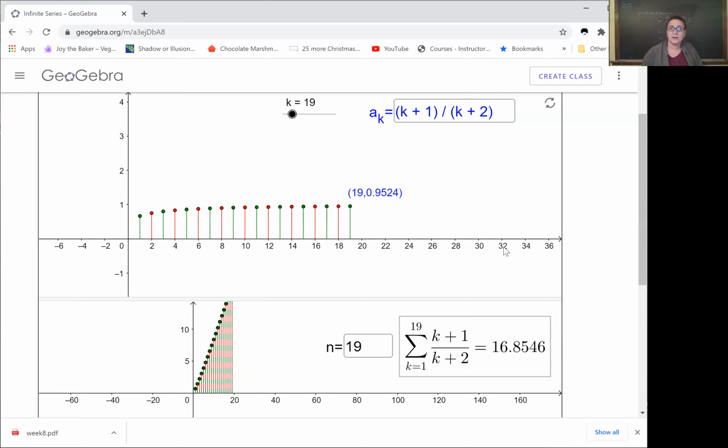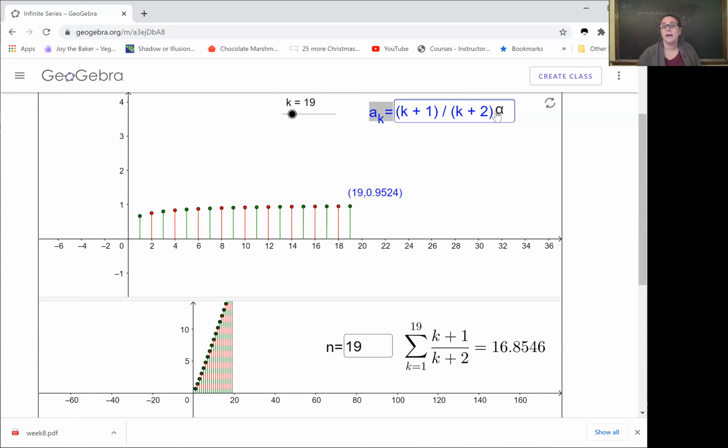So if I look at what these sums are doing, they're just going to keep going up this way. So this is an example of a classic divergent series, where this is just not ever going to approach a number because each time I'm just adding another 1.